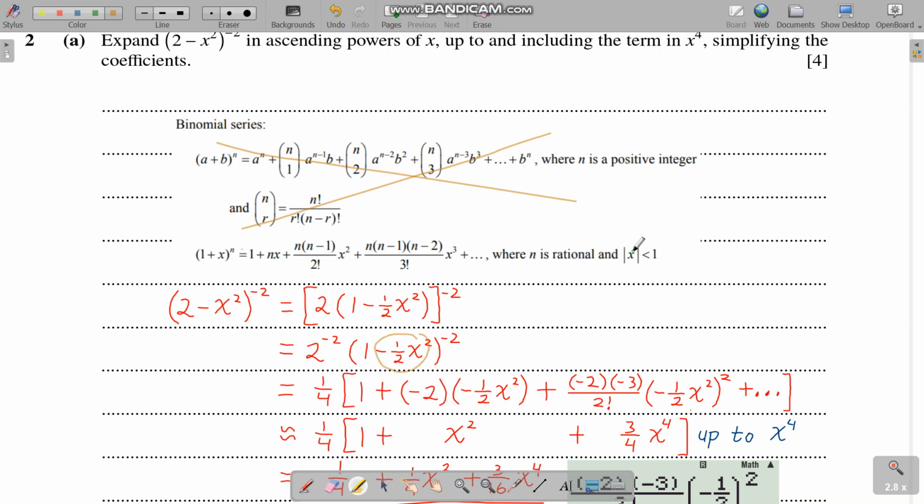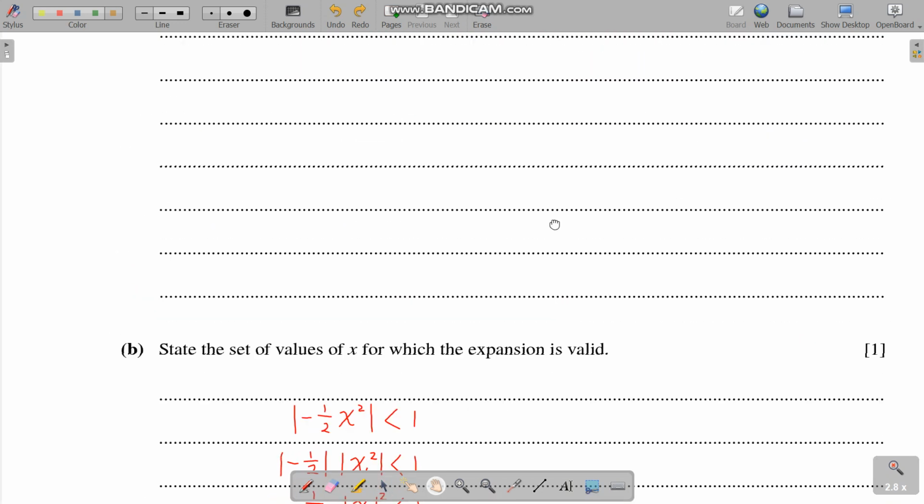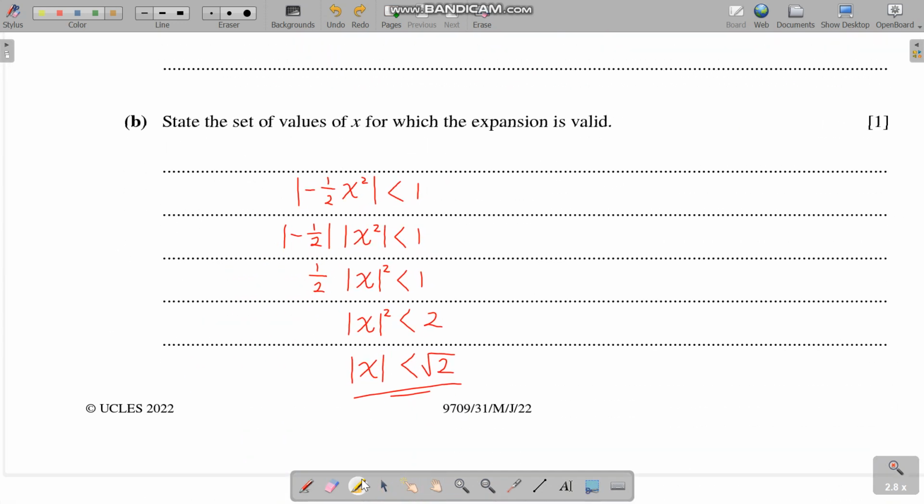The absolute value of minus 1/2 x squared is less than 1. So that's what we use for the second part here. Just split the minus 1/2 and the x squared. The absolute value of minus 1/2 is just 1/2 without the absolute value, and we can move this power out of the absolute value. So we multiply both sides by 2, we take the square root of both sides, and we get the final answer.